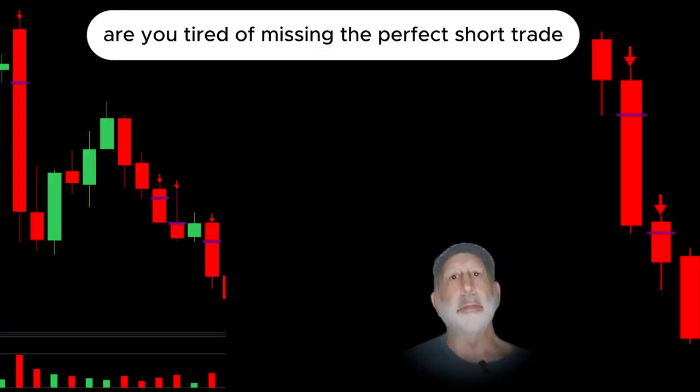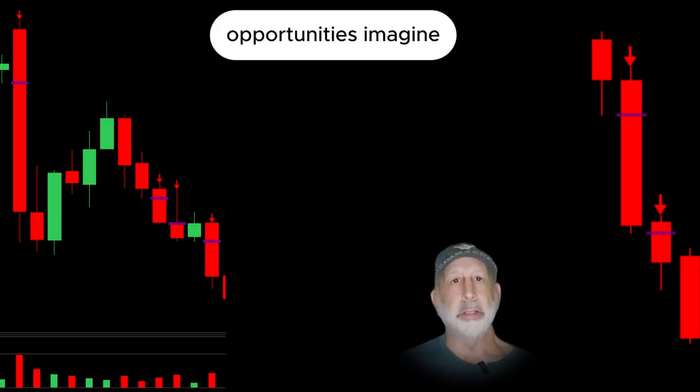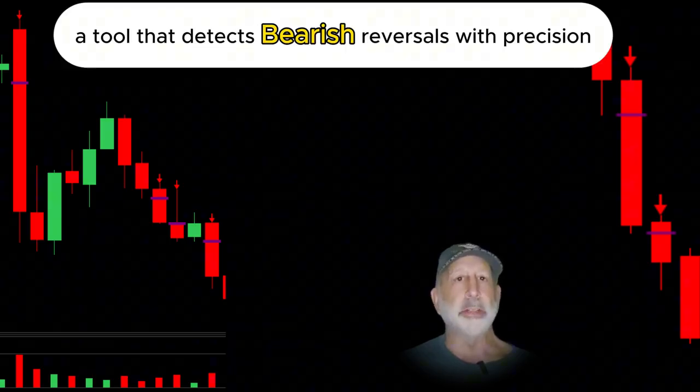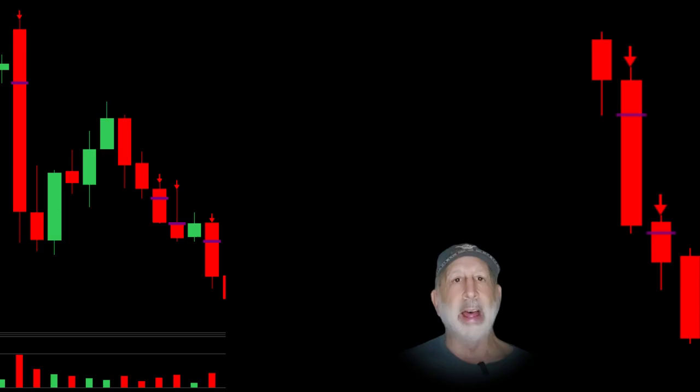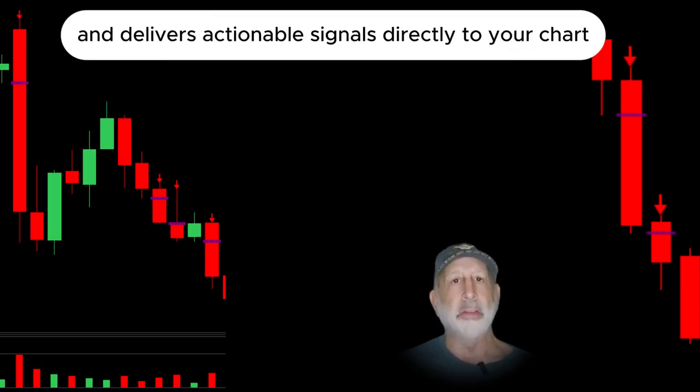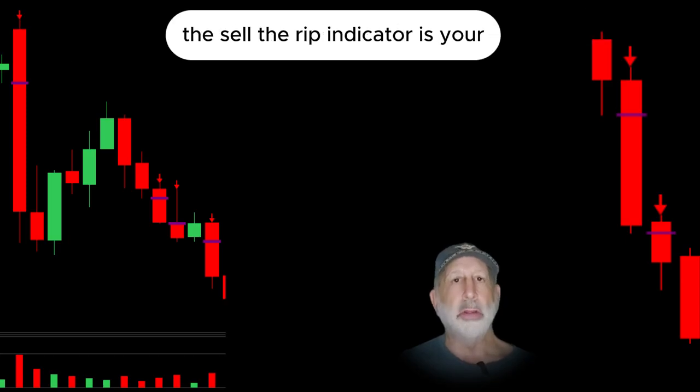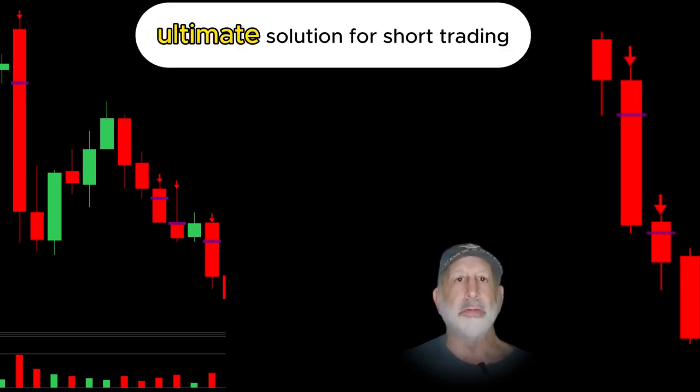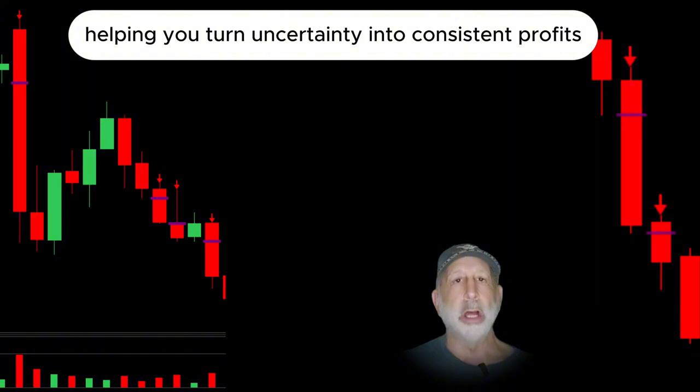Are you tired of missing the perfect short trade opportunities? Imagine a tool that detects bearish reversals with precision, validates them with volume, and delivers actionable signals directly to your chart. The Sell the Rip indicator is your ultimate solution for short trading, helping you turn uncertainty into consistent profits.